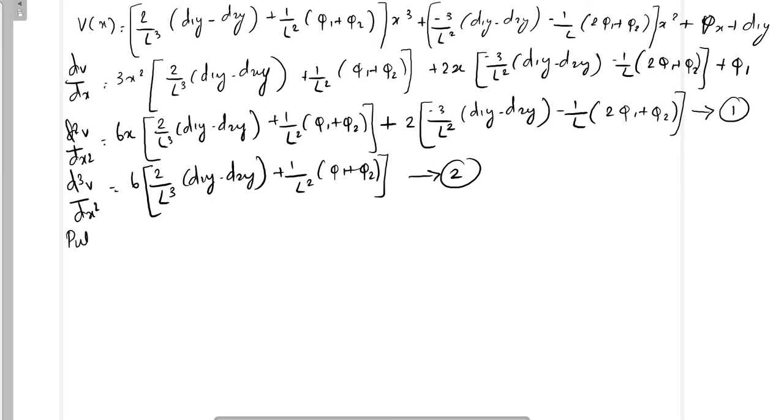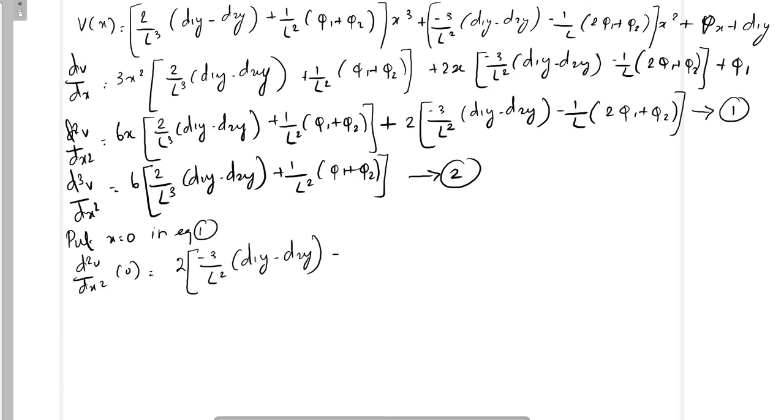Now put x equal to 0 in equation number 1. So d²v/dx² at 0: the first term is fully 0, so the remaining term is 2 [−3/L² (d1y − d2y) − 1/L (2Φ1 + Φ2)]. This is the remaining term in d²v/dx².